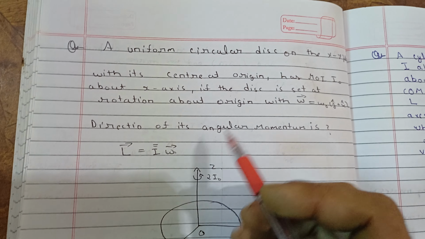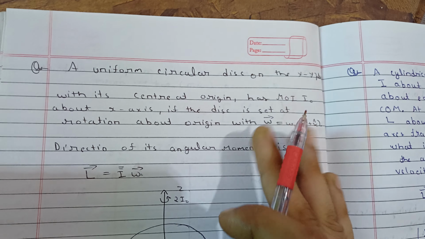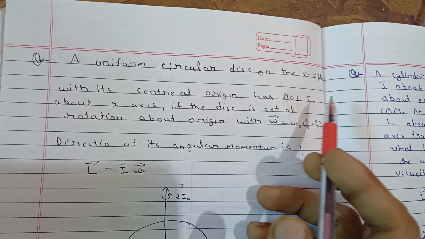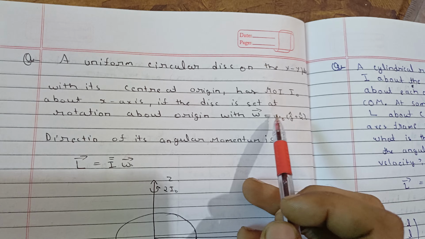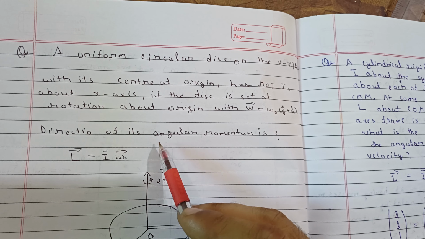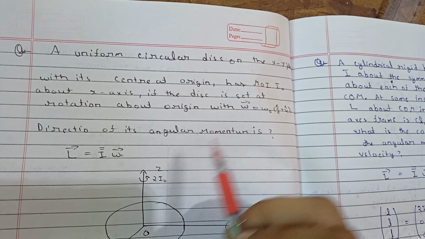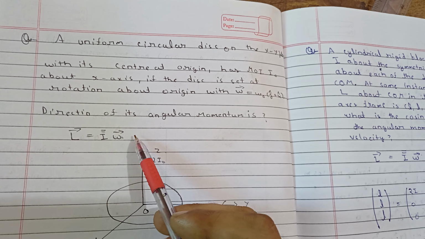Let's see the last question for today. A uniform circular disc in the xy plane with its center at the origin has moment of inertia I naught about the x-axis. If the disc is set into rotation about the origin with omega equal to omega naught times j cap and k cap, the direction of its angular momentum is? So we need to find the direction of angular momentum. We know the formula for angular momentum, that is the I tensor times omega.